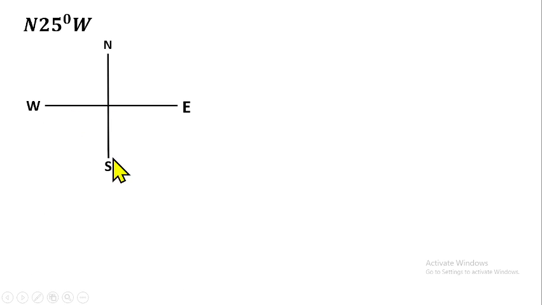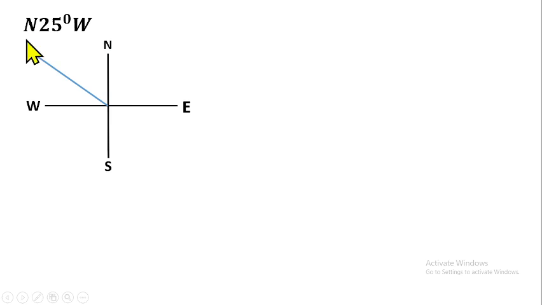Let's see more questions. I have 25 degrees northwest. How do we locate this as well? Draw your cardinal point like this. You can label it. If you don't label it, no problem. If you know where the north is, you know where south is, you know where the west is, and you know where east is. So where is the northwest? Northwest is here. So I will draw a straight line.